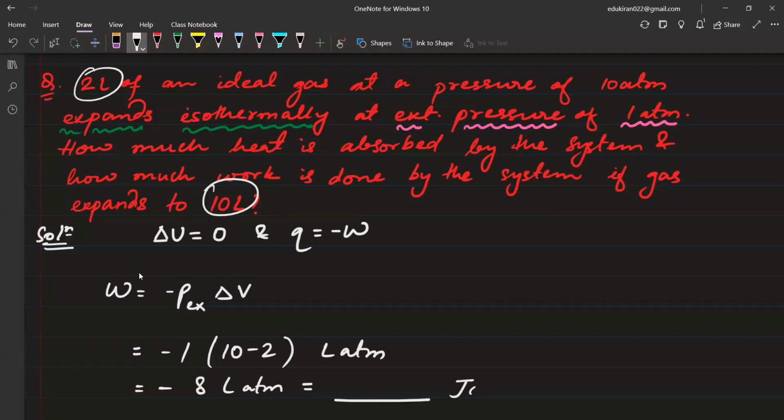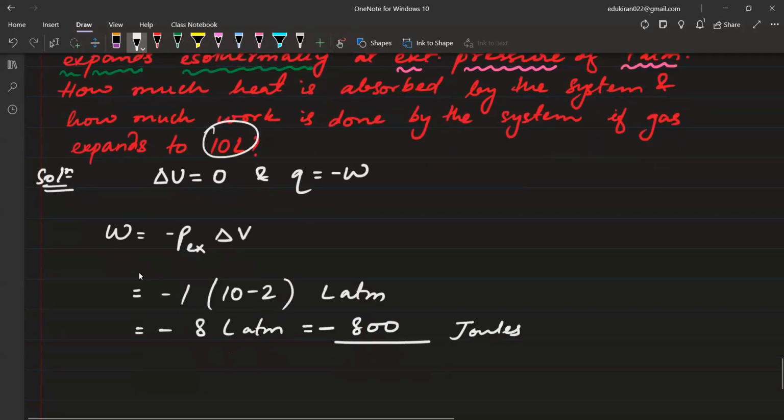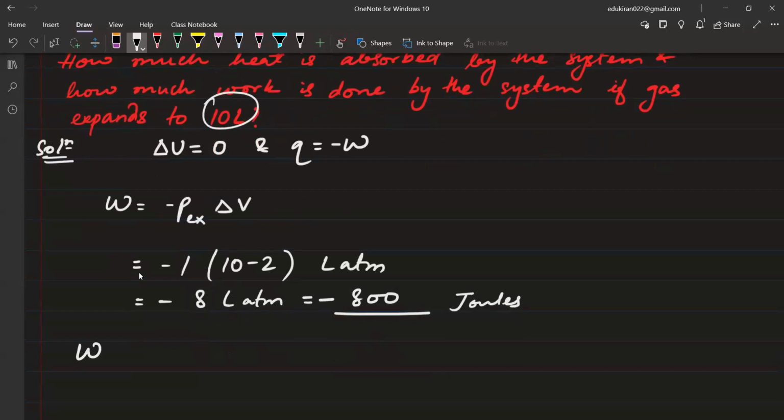Tell me guys. 1 liter atm is equal to how many joules? अरे ये बोलो भाई। 100. 800 हो जाएगा ना? 8 into 100, that means 800 joules. So W is equal to minus 800 joules. 800 J लिख देते हैं बस. And we know that Q is equal to minus of W. So this will be equal to minus of minus 800 joules. This will be equal to how much?